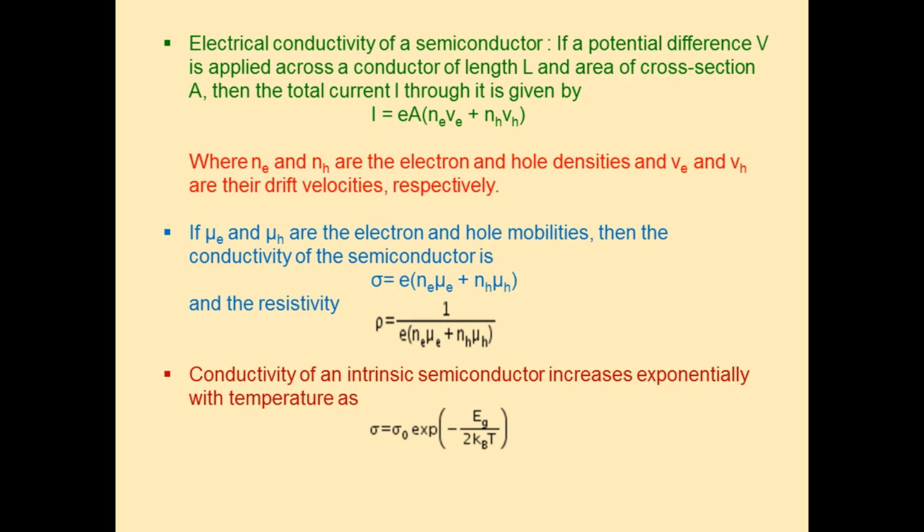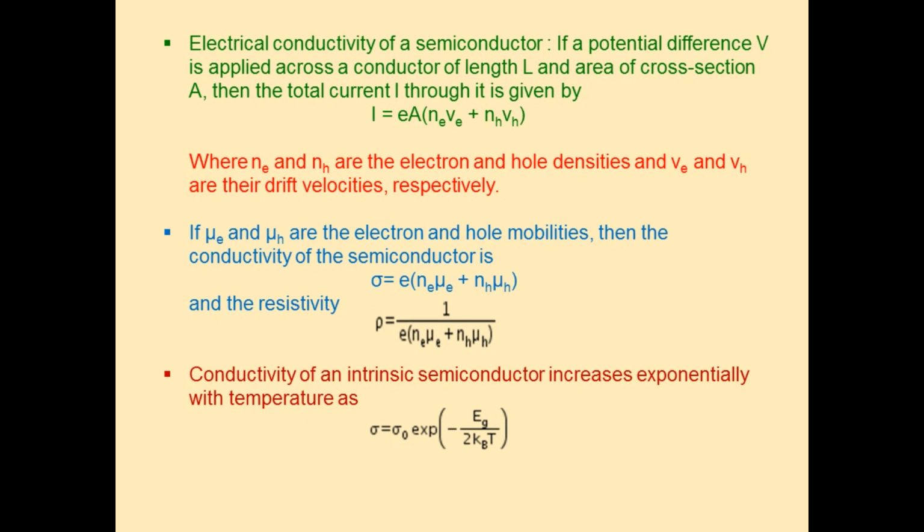Electrical conductivity of a semiconductor. The total current passing through the conductor is given by I equal to E A (Ne Ve plus Nh Vh), where Ne represents electron density, Nh represents hole density, Ve electron drift velocity, Vh hole drift velocity. If electron mobility and hole mobility are given, mu E represents electron mobility, mu H represents hole mobility.